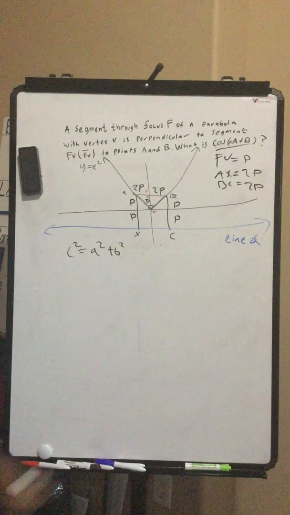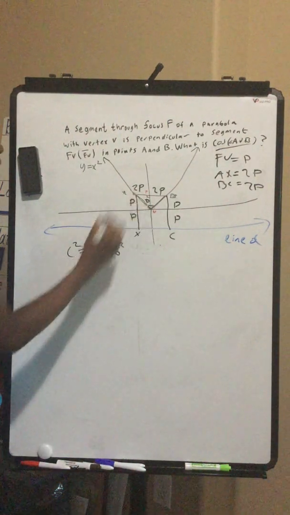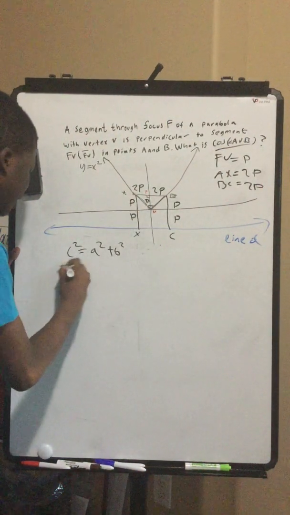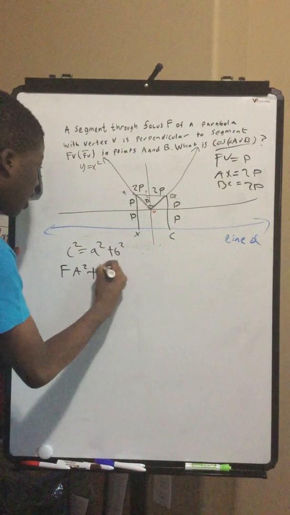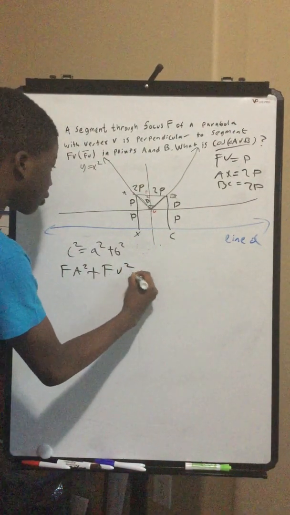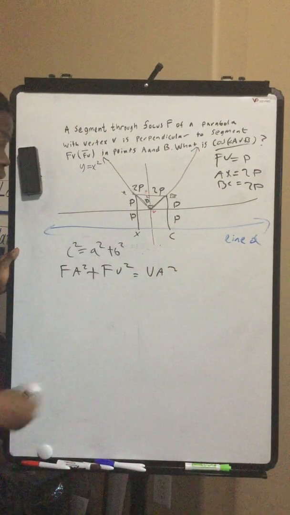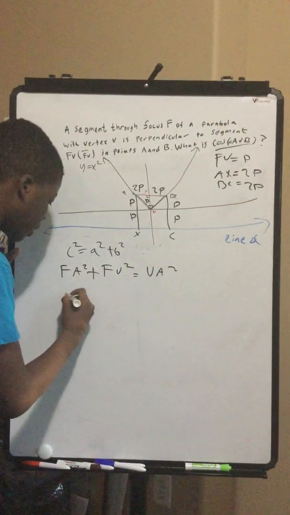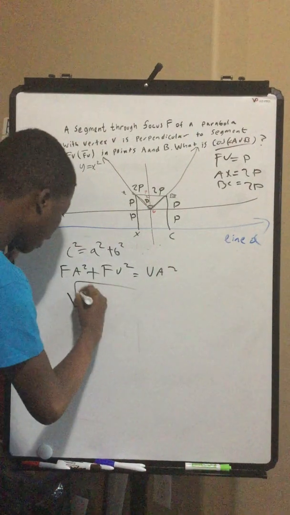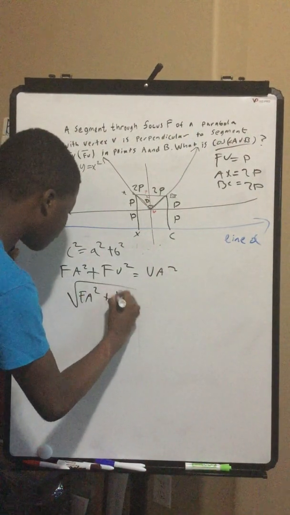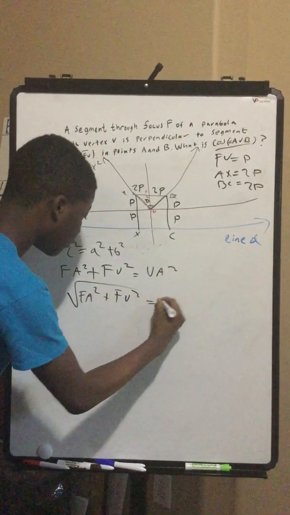So we note that if we want to find the length of VA, it's going to be FA squared plus FV squared, which is equal to VA squared. So to find VA, we take the radical of both sides, and we say the square root of FA squared plus FV squared is equal to VA.